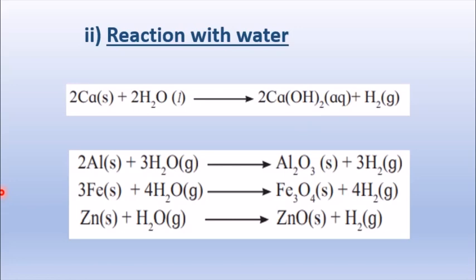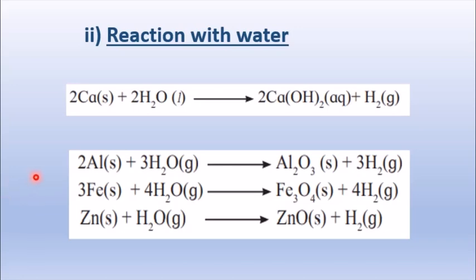Now if you treat other metals like aluminium, iron and zinc with water, one thing you have to remember is that when you treat these three metals, aluminium, zinc and iron, with cold water, nothing happens. When you treat them with hot water, nothing happens. So these three metals do not react with hot water or cold water, but they will react with steam. Whenever steam comes in contact with these metals, they will form their oxides, and hydrogen gas is also released.